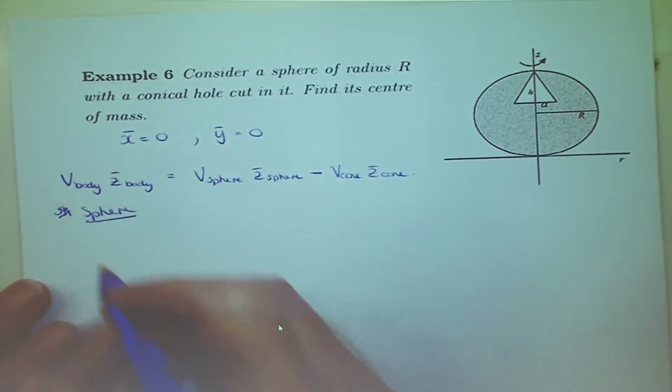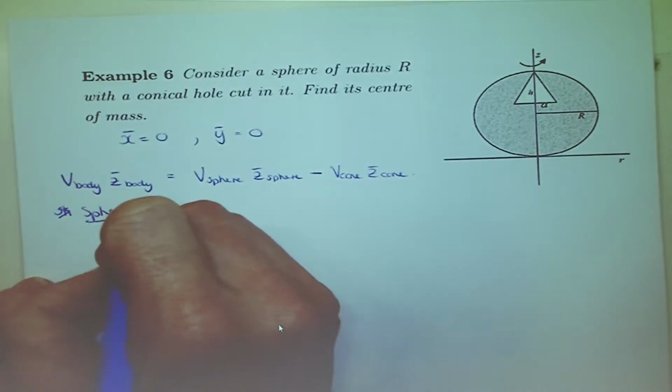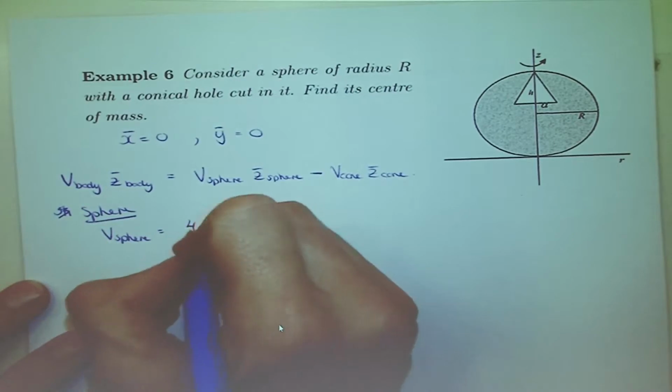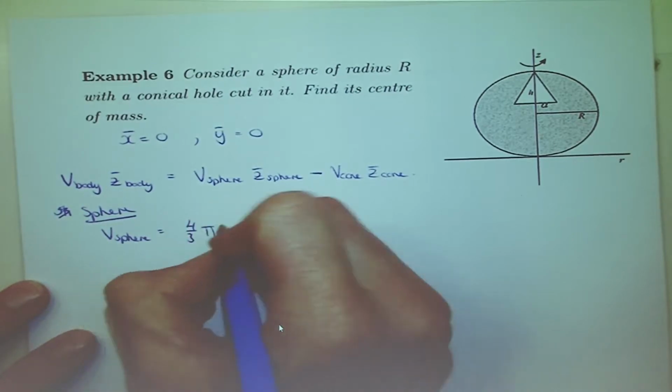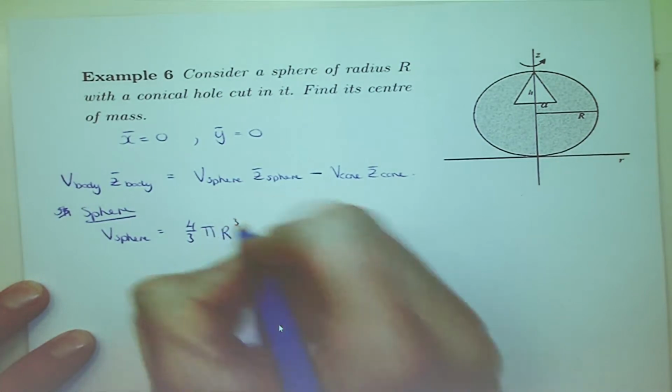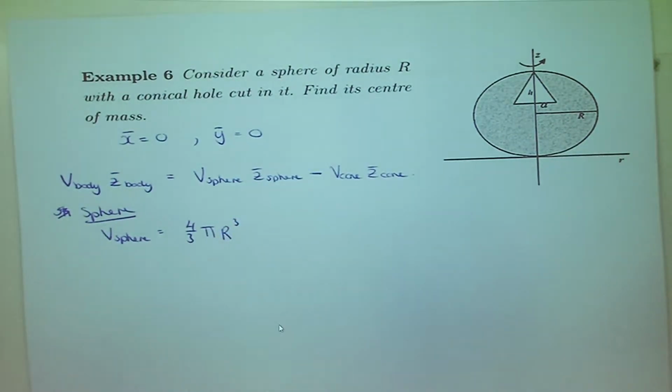For the sphere, the volume of a sphere is 4/3 pi, now this sphere is a big R cubed. All right, now the volume of a sphere and the volume of a cone are not something I would expect you to remember. If I'm allowing you to use them already without integration in the exam, I'll give them to you, okay? So don't think you have to memorise those kind of things.